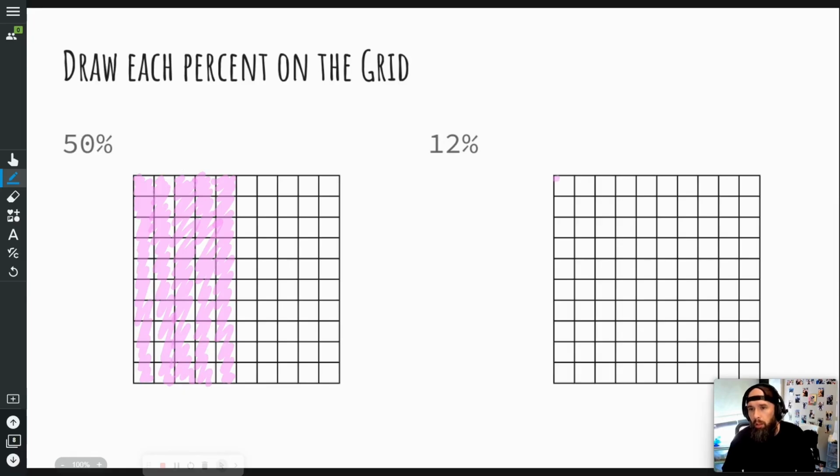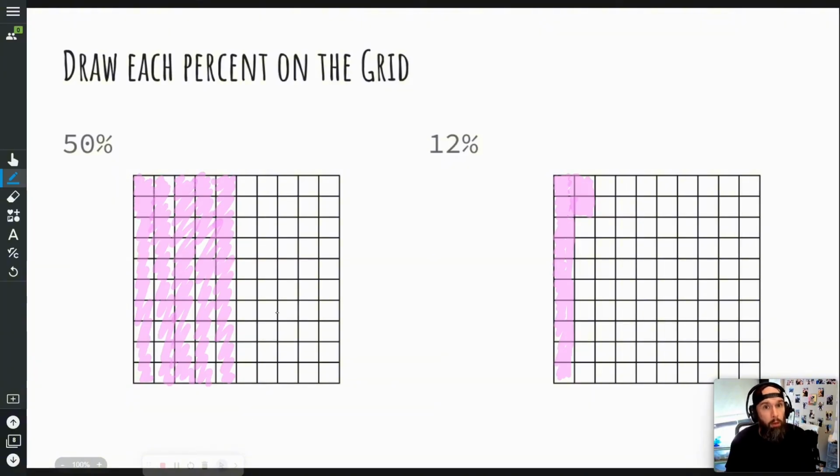Well, let's shade 1, 2, 3, 4, 5, 6, 7, 8, 9, 10. And then let's shade 1, 2 more. So 50% represents half of everything. 12% represents not a whole lot. So there should be a nice little visual of what a percentage actually means.